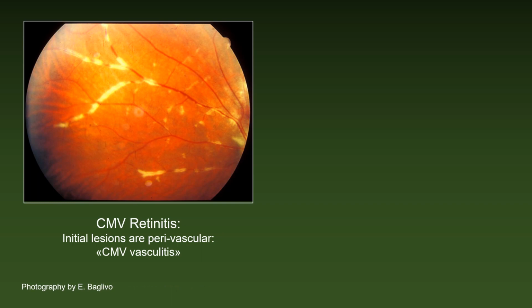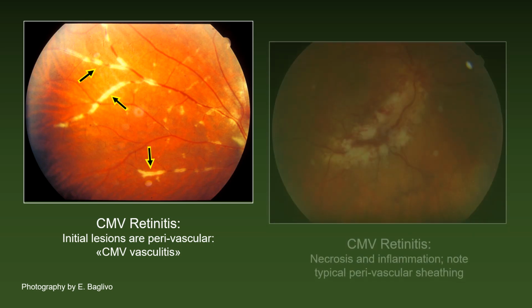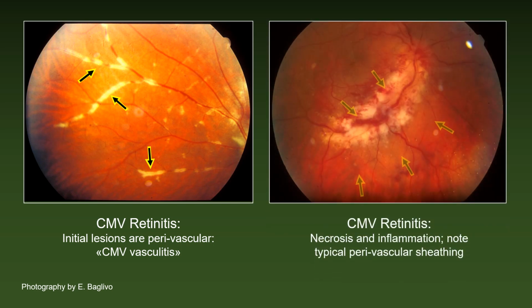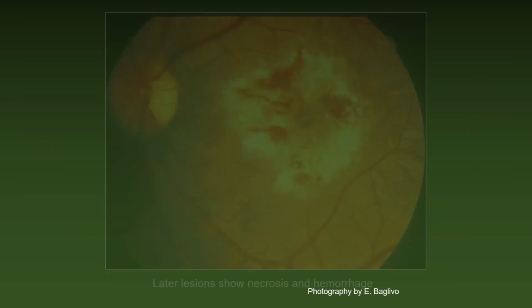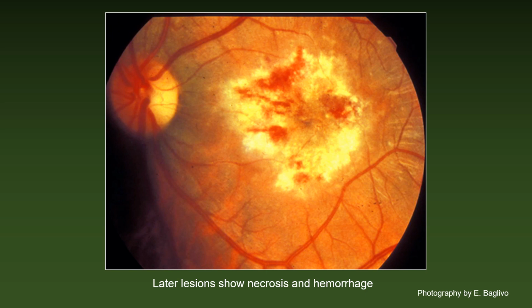CMV retinitis often starts in the periphery. Initial lesions are perivascular, hence the expression CMV vasculitis. The initial lesions expand and progress to necrosis. Later lesions show necrosis and hemorrhage. This lesion destroyed the fovea and of course caused an almost complete loss of vision.